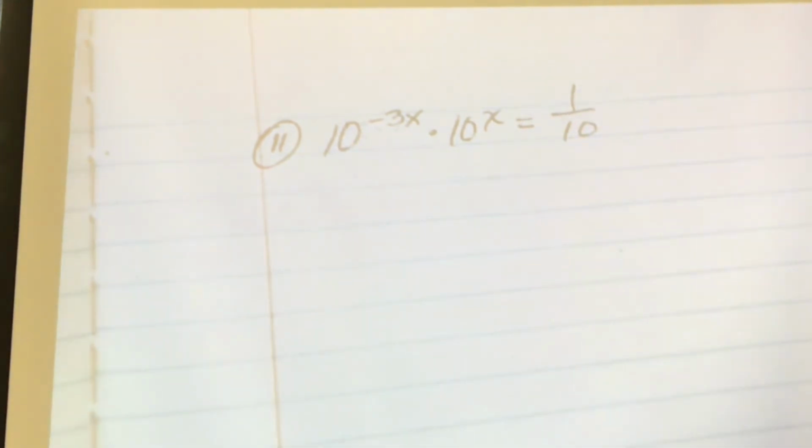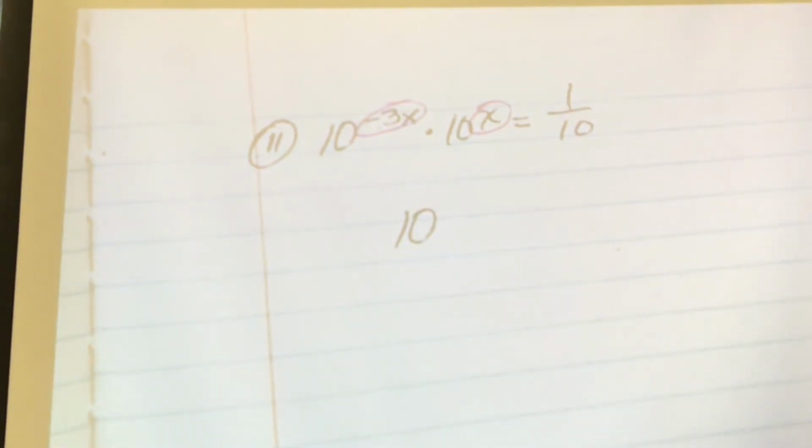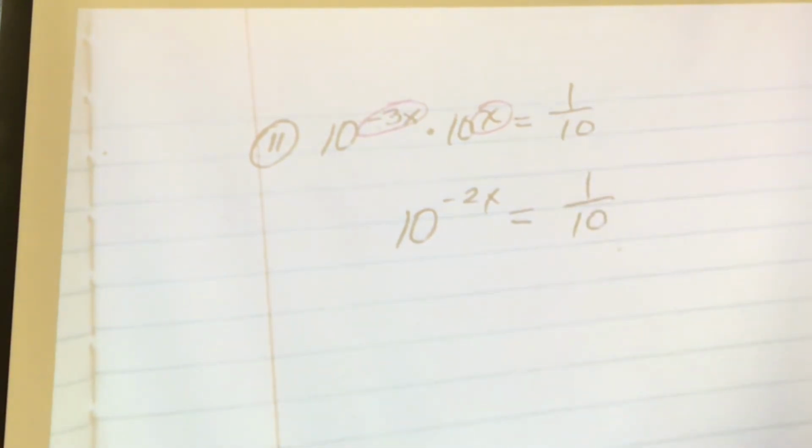So let's say we have 10 to the negative 3x times 10 to the x equals 1 over 10. I'm going to add these exponents. Camden, what is 10 to the negative 3x times 10 to the x? Negative how many? Very good. Negative 2x. Uh-oh. I need the same base.